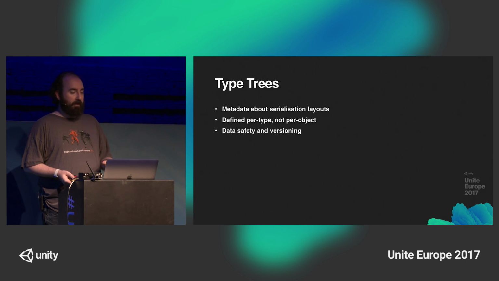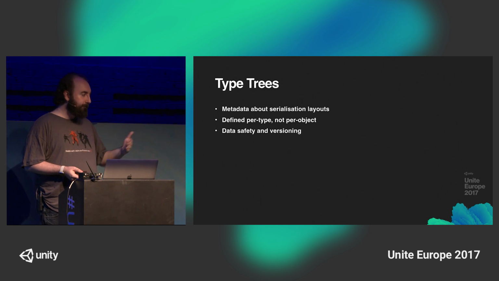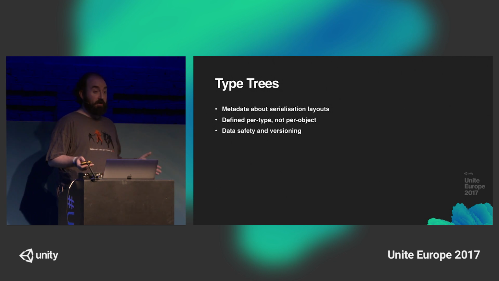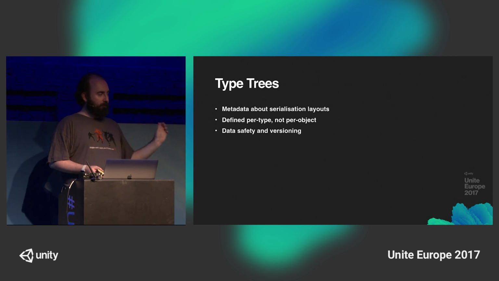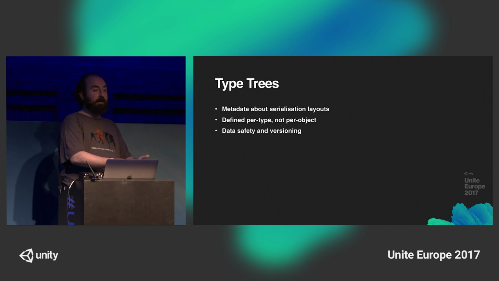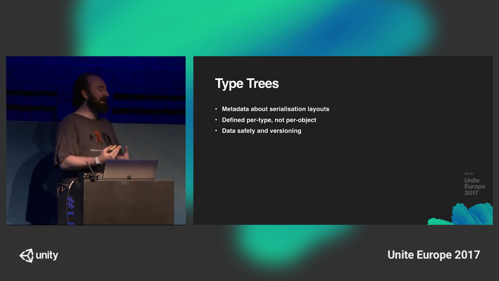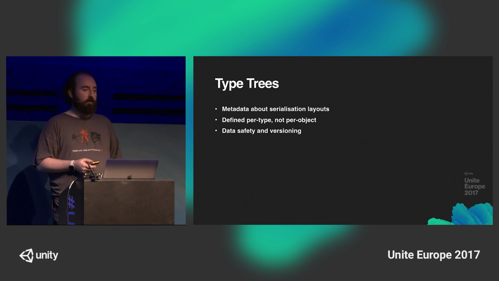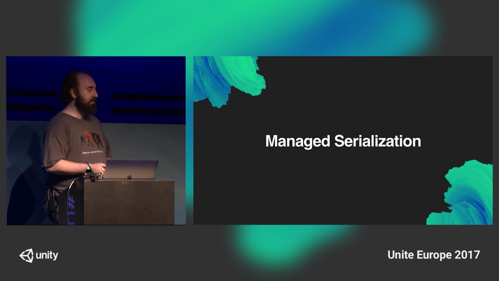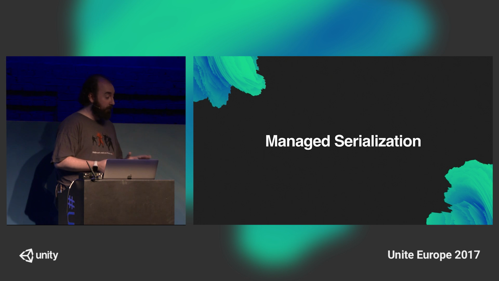And then the third thing is, they're used to provide data safety and versioning support. Whenever you say, I want this value from the serialized data, we can use the type tree to figure out exactly where in the data that comes from and pull the value and know exactly which type it is and all of that stuff. Either from C++ or from an API like SerializedObject, SerializedProperty that I'll get to later in the talk. So that's C++ serialization. I'm about halfway through.